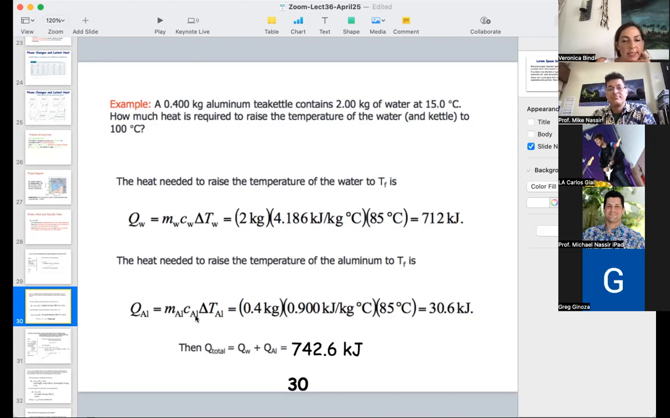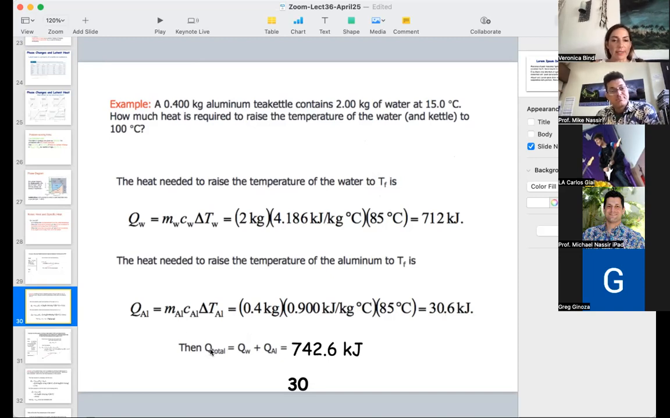While the heat needed to raise the temperature of the aluminum is, here we have mass of the aluminum, C of the aluminum, delta T of the aluminum. So here the mass of the kettle is 0.4 kilogram. Then this is the specific heat for the aluminum. 85 is the delta T, the same delta T, 100 minus 15. If we do the calculation, we find 30.6 kilojoule.